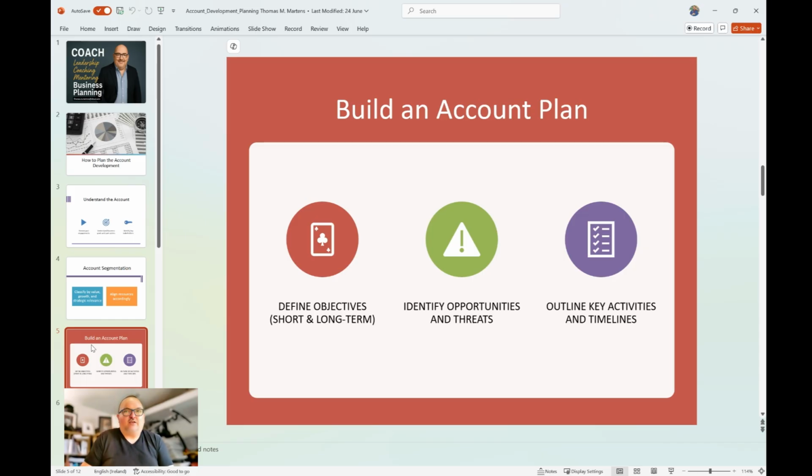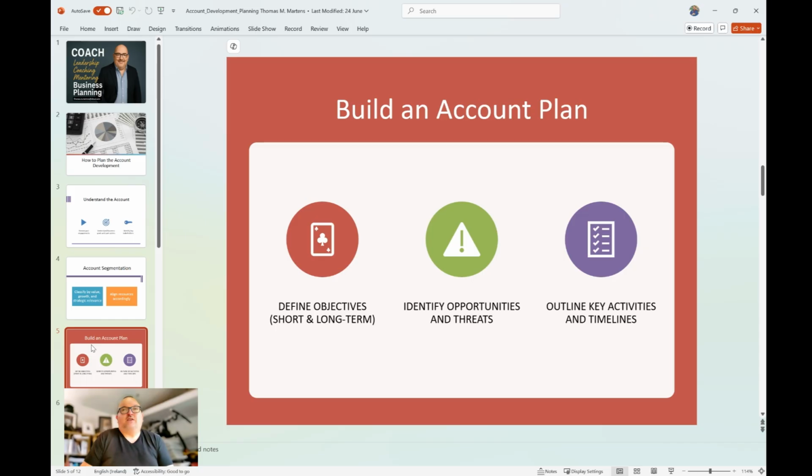Then, to the objectives, identify opportunities and threats. You will not be the only one trying to sell into this account. Always have it in your mind and be aware there are others trying the same. It is good to find out who the others are, and then you can bring in the weaknesses of the competition, which makes it easier for you to sell into the account.